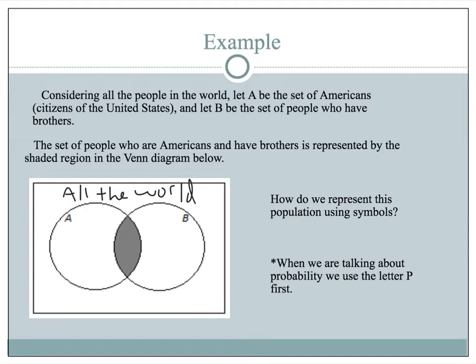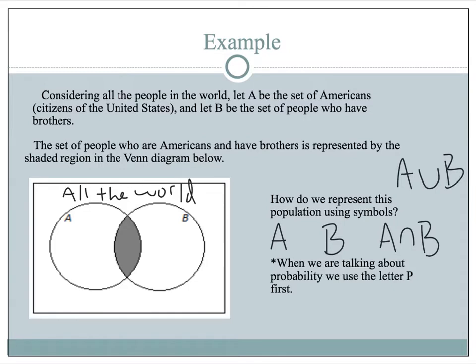So how do we represent this population using symbols? If we're talking about Americans, we would just write A. If we're talking about people with brothers, we would just use B. If we're talking about people that are Americans and have brothers, you would do A intersection B. That upside down U looking thing is what we use to represent the and. Now, if we were just saying, hey, you're American or you have a brother, you'd use the U looking one that's saying or.